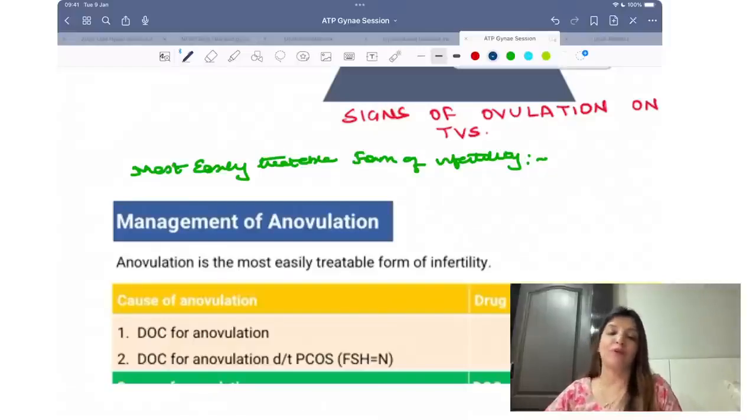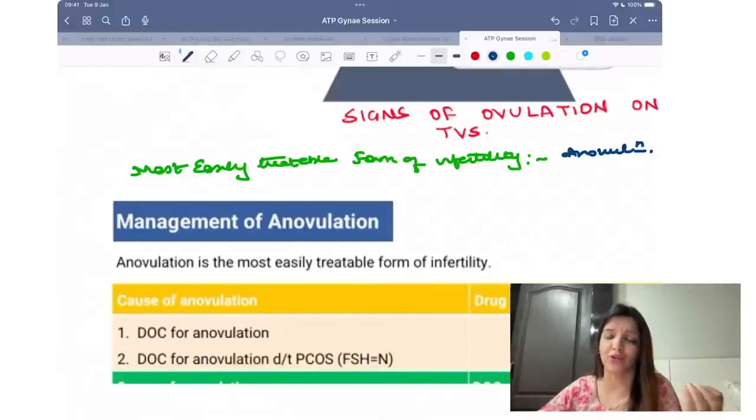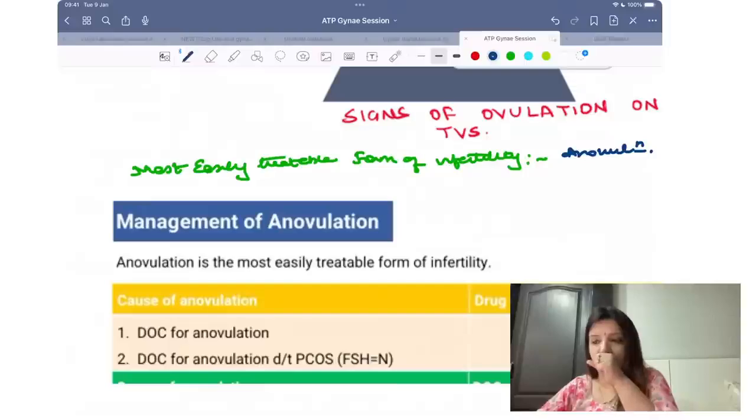Most easily treatable form of infertility. What is that? That is anovulation. In anovulation you simply have to give a drug. A small tiny little tablet you have to give, and your patient's infertility is treated. Right? Nishant, size of the dominant follicle is 18 to 20 millimeters.